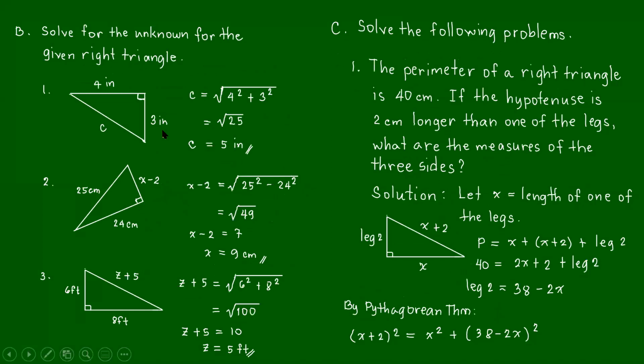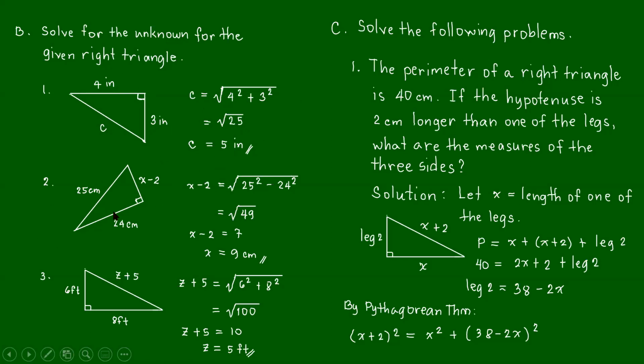So the first triangle, you have the following parts: 4 inches, 3 inches, they are legs. C, hypotenuse. So we want to know the value of C, the unknown. The unknown here is C. So how to get C? Since it's the hypotenuse, it is equal to the square root of, applying the Pythagorean theorem, the square of one leg plus the square of another leg, take the square root. So square root of 25, so 5 inches, that's the value of C.